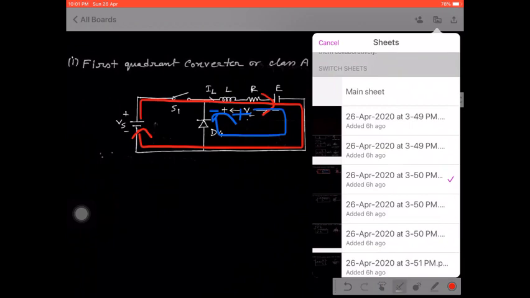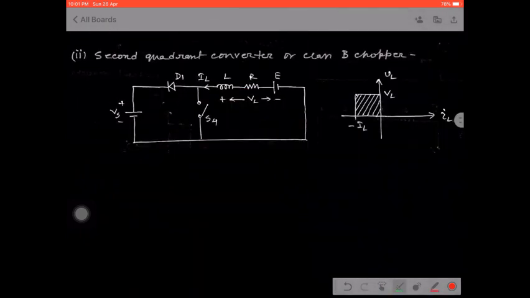Next, class B chopper. We know its circuit diagram. Okay, just the switching position has changed. This is S4 and D1. I told you before, and which has to be taken from the class E chopper. It's just opposite of class A chopper. Now what happened in this particular circuit? See, when the switch is on, what happened?